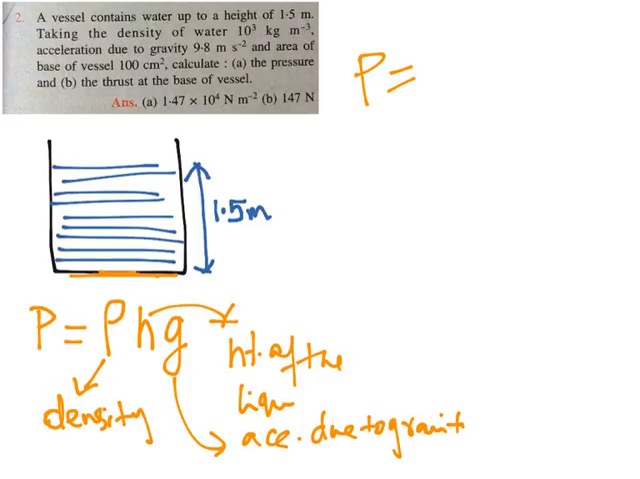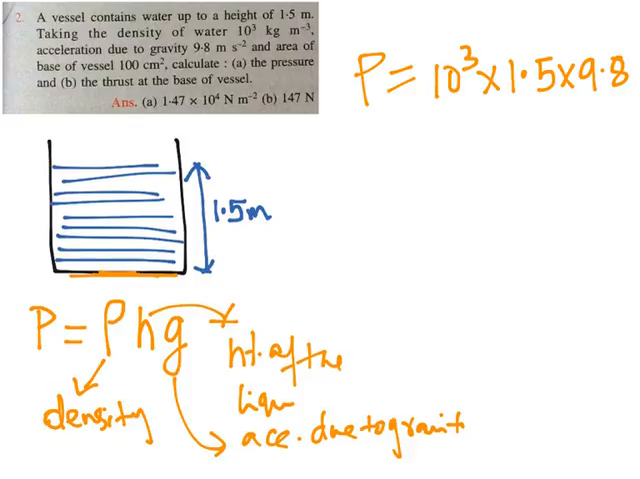Pressure is equal to density times height times g. What is the density? Rho is 10 to the power 3. This is in SI unit, so we don't have to change any unit. Into height, also in meter, so 1.5, into what is g? g is 9.8 meter per second square. All these three quantities have their units in SI, so we did not have to change anything.